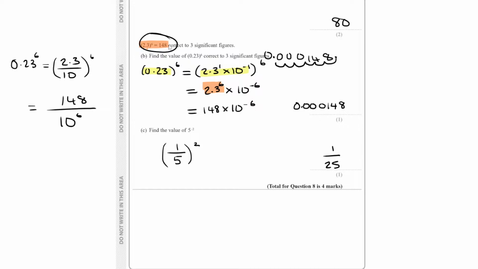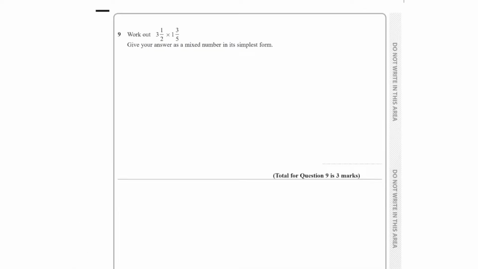Because, again, we're using that logic. They told us what 2.3 to the power of 6 was. But yeah, I haven't seen that question repeated, so I wouldn't really worry. I'd more worry about the negative powers and all that. That comes up all the time.